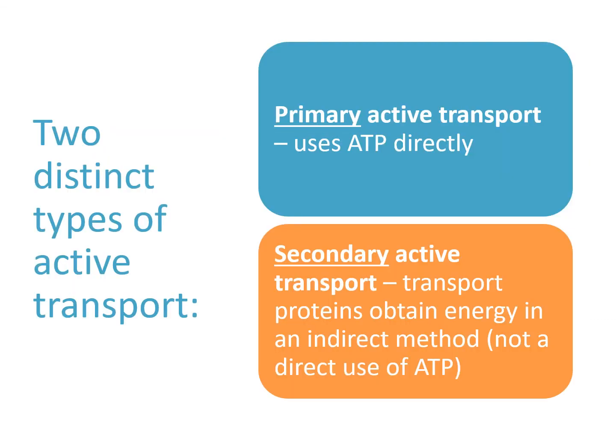So there are two distinct types of active transport, primary and secondary. Primary active transport is going to use ATP directly, while secondary active transport is going to have transport proteins obtain energy in an indirect method. So essentially, it's just not directly using energy in the form of ATP.